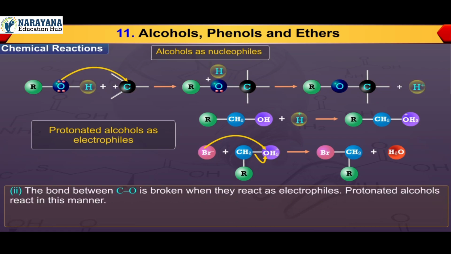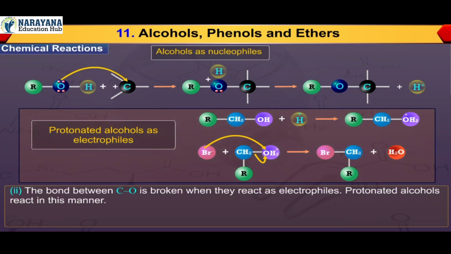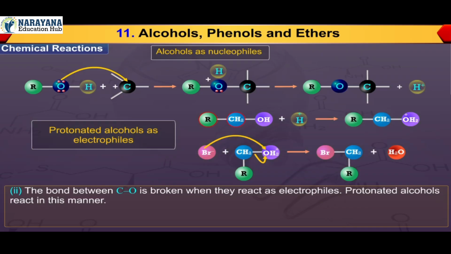Number 2. The bond between C and O is broken when they react as electrophiles. Protonated alcohols react in this manner. Protonated alcohols as electrophiles: RCH2OH plus H plus gives RCH2OH2 plus; Br minus plus CH2R, OH2 plus gives BrCH2R plus H2O.